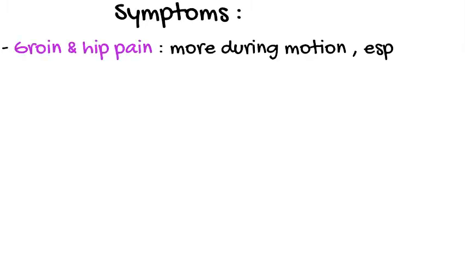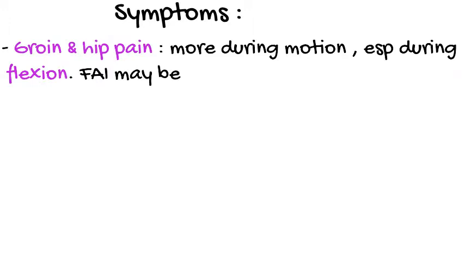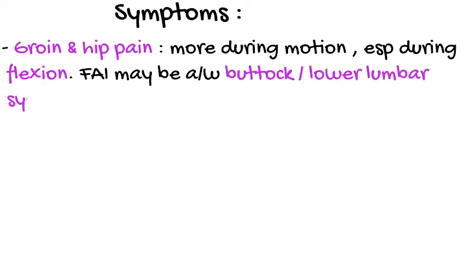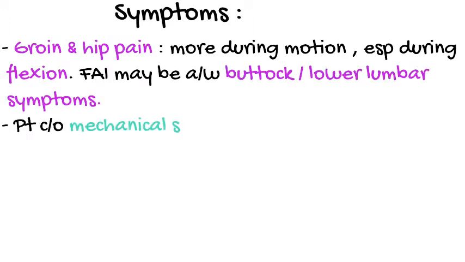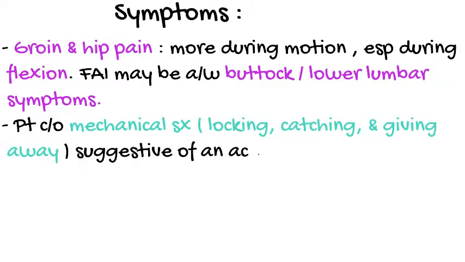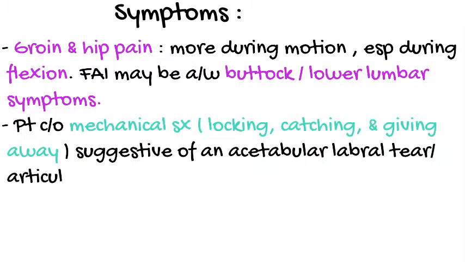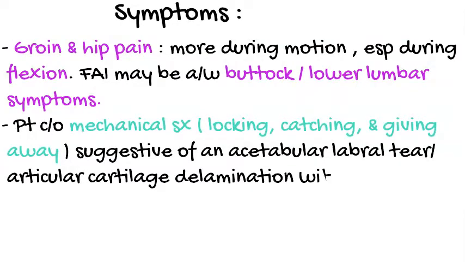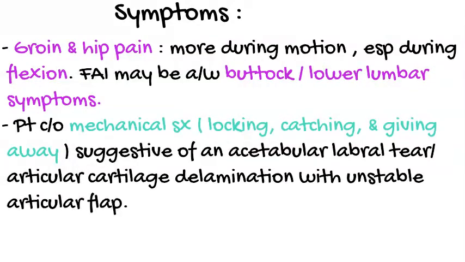What are the signs and symptoms of femoral acetabular impingement (FAI)? Patients usually present with groin and hip pain, especially more prominent during motion of the hip, especially in flexion position. Femoral acetabular impingement may be associated with buttock or lower lumbar symptoms.